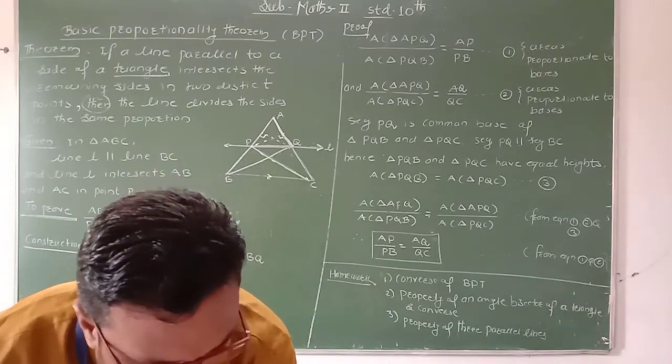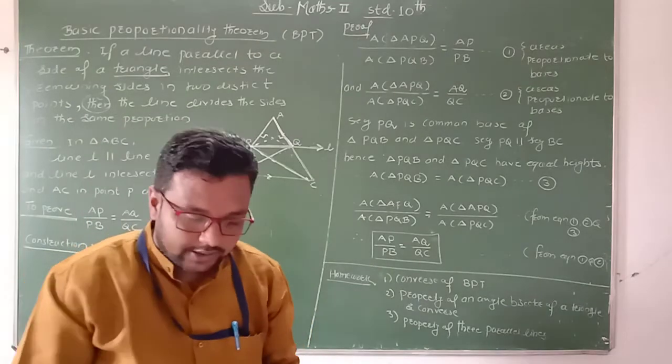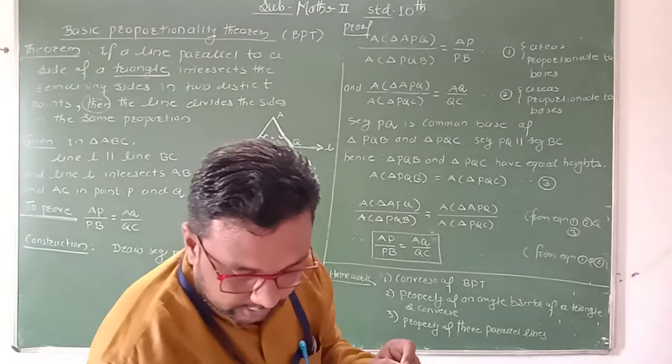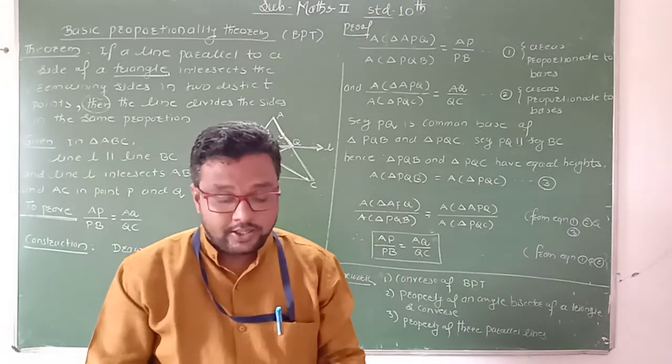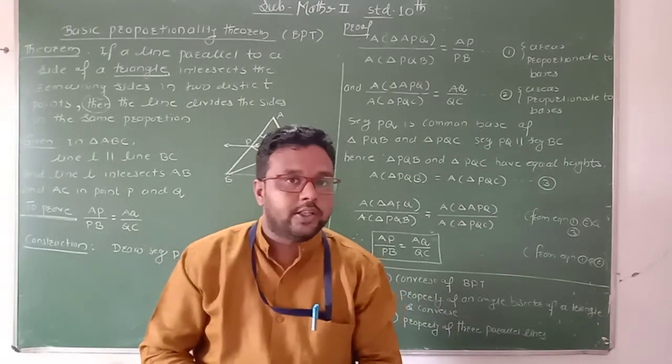Then on the same page number 10, the property of three parallel lines and their transversal is given, this theorem. The theorem statement you have to write, given, to prove and prove. You have to complete this theorem. In the next video we will discuss these theorems.